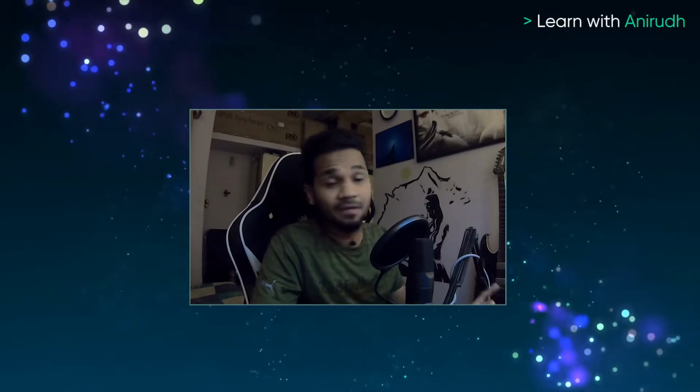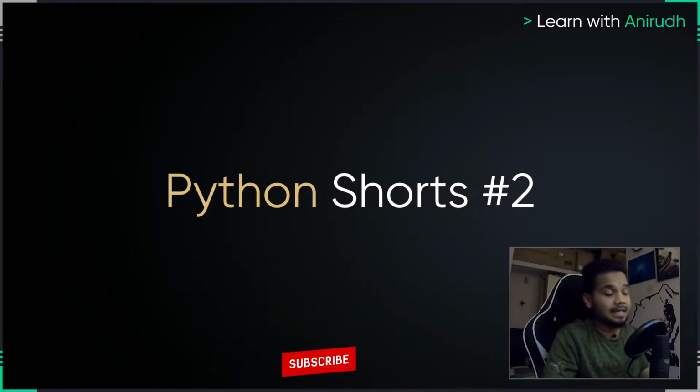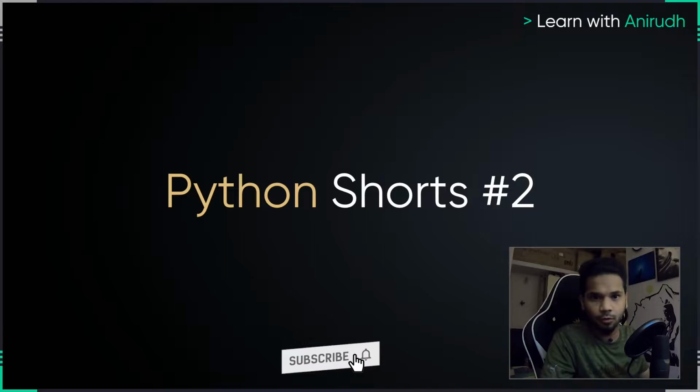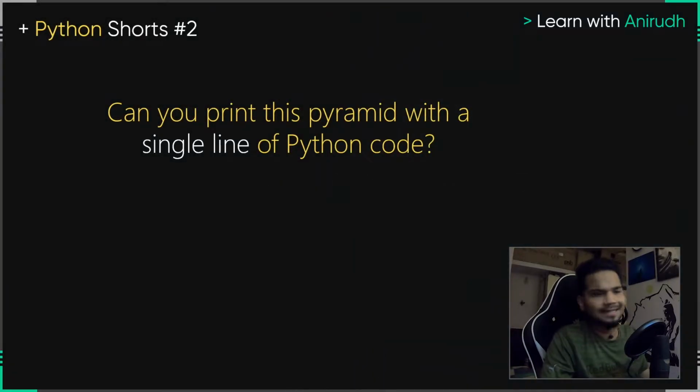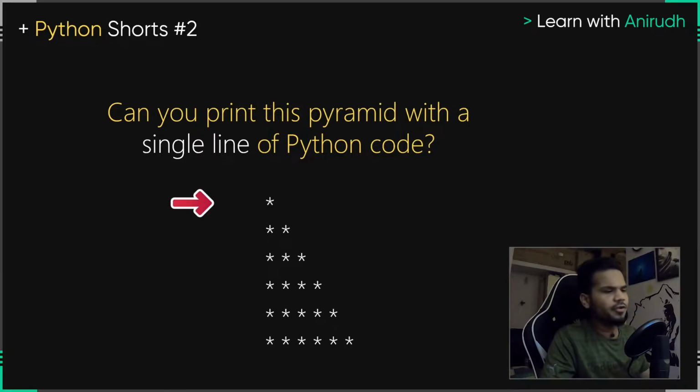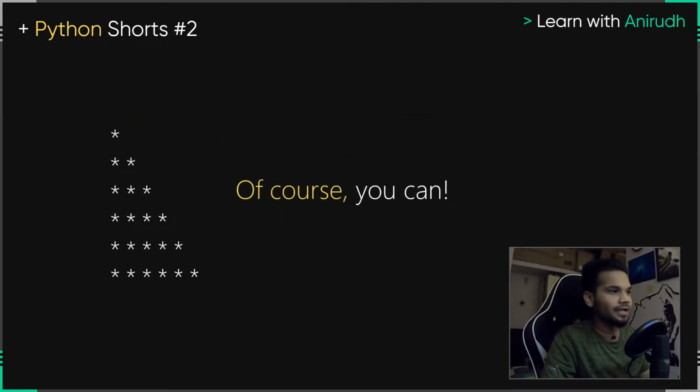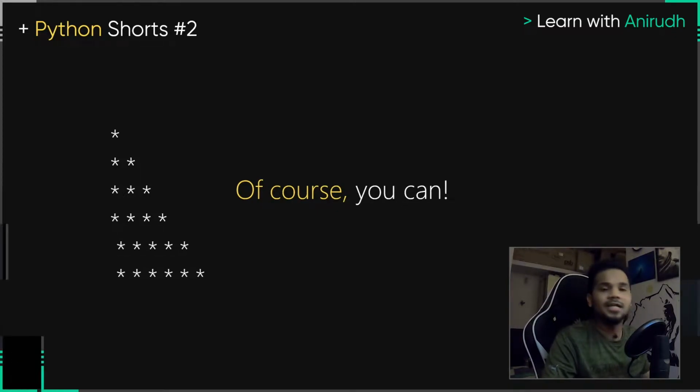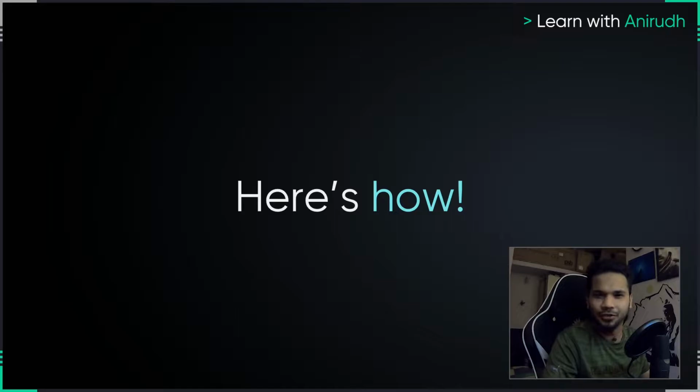And as always, on this one, we're going to be taking a look at answering a very important interview question. Now, the question goes like this: can you print this pyramid with a single line of Python code? We all know how to go about printing these kinds of pyramid questions. These are super popular for interviews, but can you do it in a single line of code? And of course, we're talking about Python, so we can go about doing it. So how do we do it? Let me quickly show you guys.